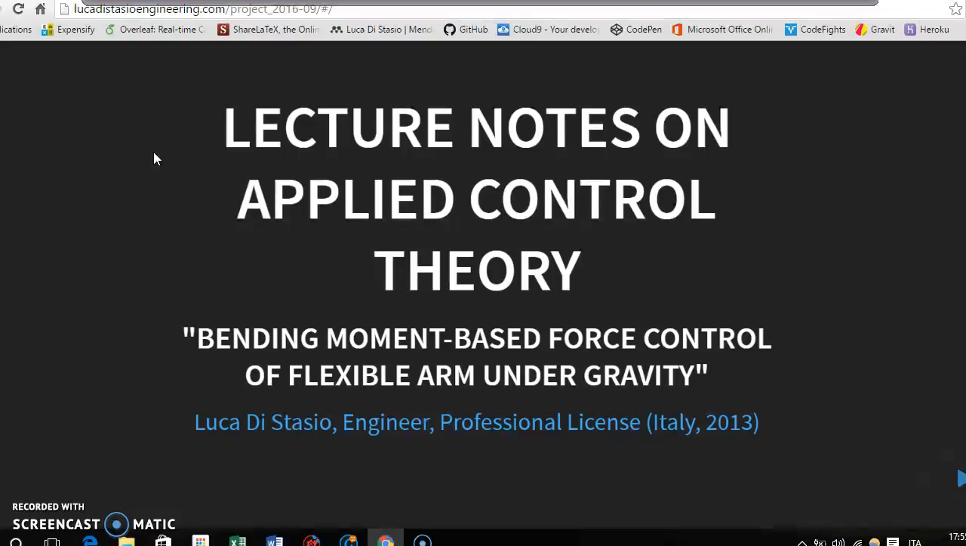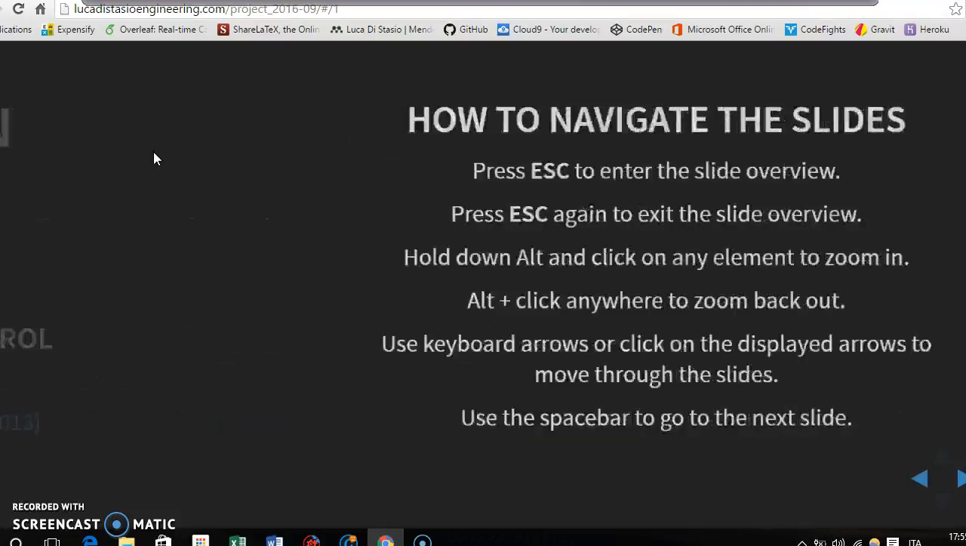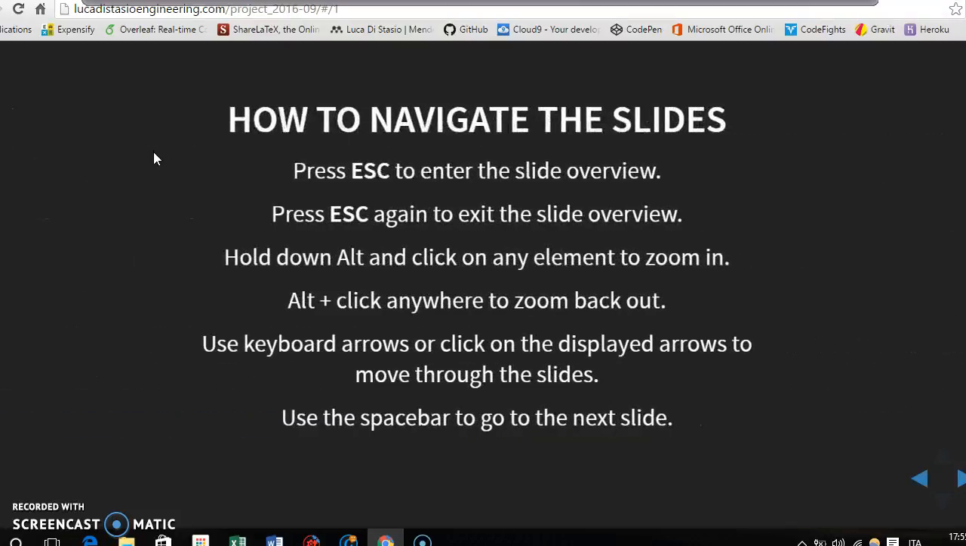So today we are gonna talk about applied control theory, and in particular we are gonna dive deep into the paper Bending Moment-Based Force Control of Flexible Arm Under Gravity. First things first, how to navigate these slides, which I remark are freely available on the internet at the link that you can see here in the Chrome bar.